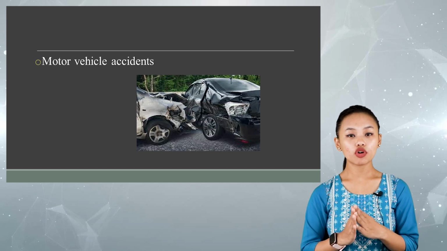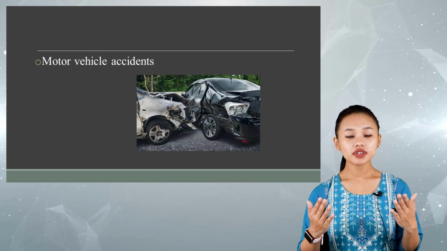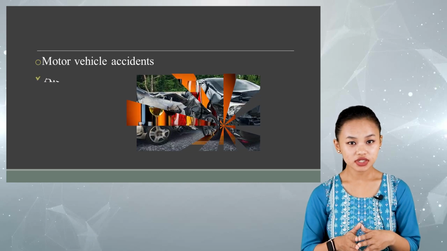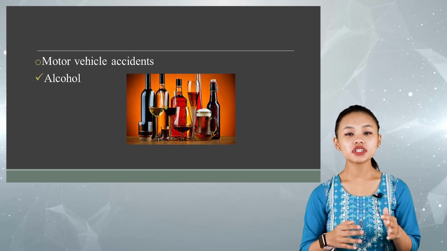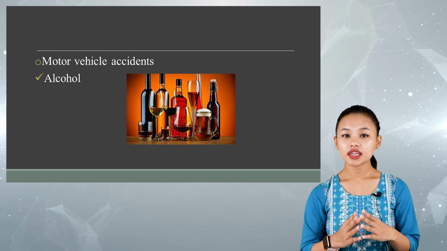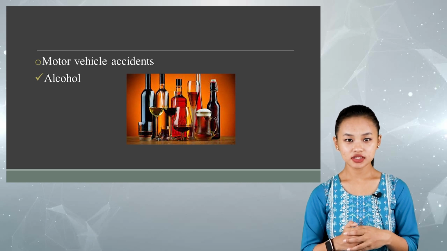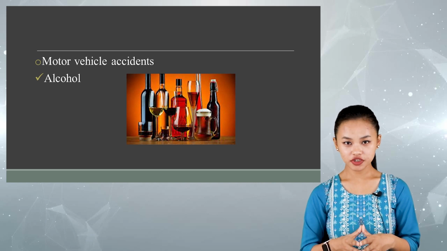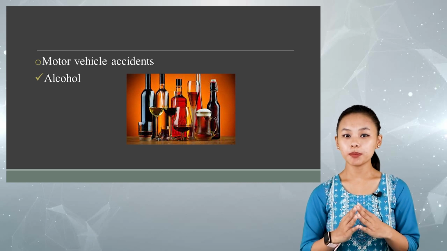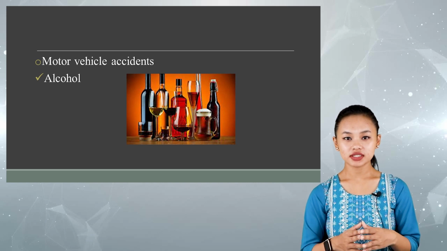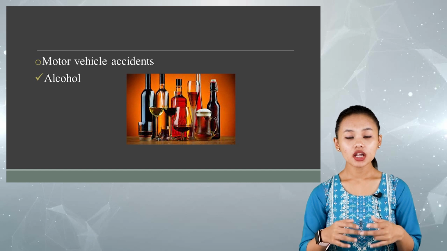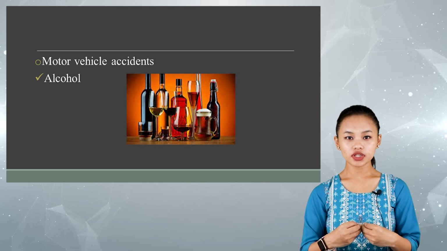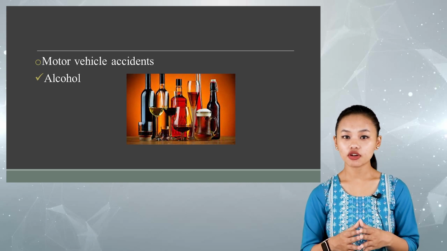The next is motor vehicle accidents. Various factors can lead to motor vehicle accidents, which include alcohol. If a person drinks and drives, it can lead to various accidents. Alcohol affects the mental status of the individual, and this can lead to impairment in his skills. That is, it can affect the thinking, the judgment, as well as the control of the individual. That can probably lead to many kinds of accidents.